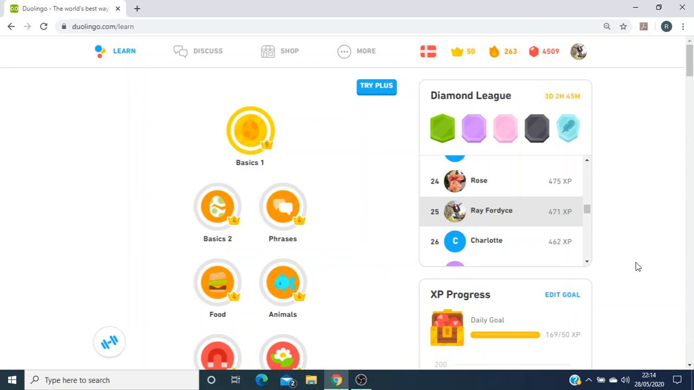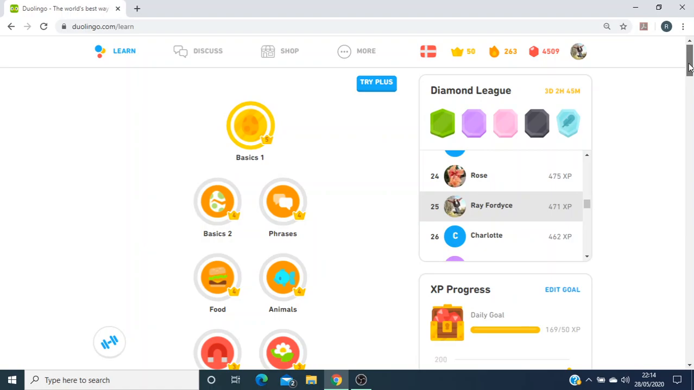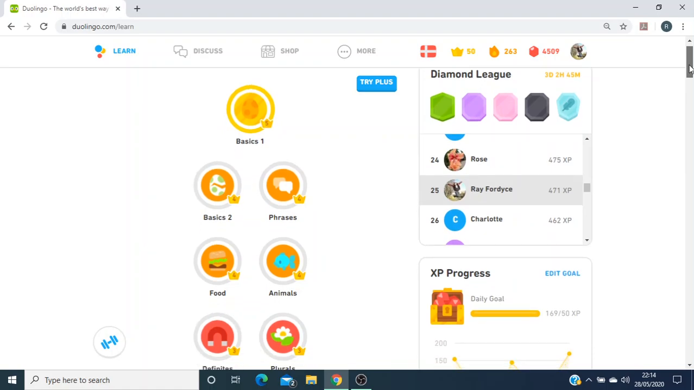So this is me learning Danish. You can see I've already started this course. Danish is quite a fun language. It's a bit strange because pronunciation is really bizarre, which you're about to find out.